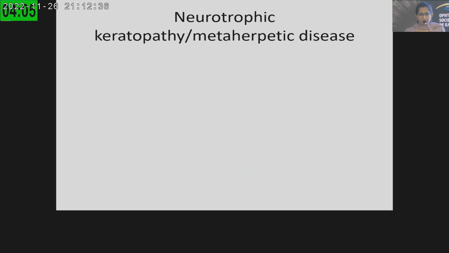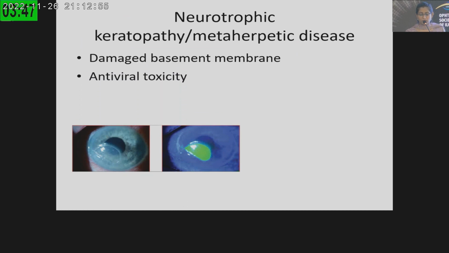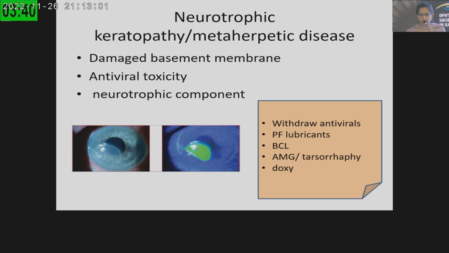Coming to the next thing, it's not exactly a keratitis but a neurotrophic keratopathy. So if you see an ulcer after about 15 days of antiviral, a smooth ulcer with rolled out edges like this, we have to think about neurotrophic keratopathy. It's basically because of a damaged basement membrane, so that the epithelium is not healing. And there's always antiviral toxicity in this. And the third thing is the neurotrophic component because of the entire neural component of this ulcer.